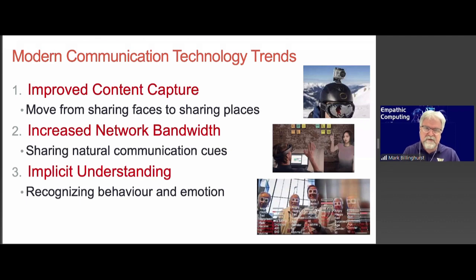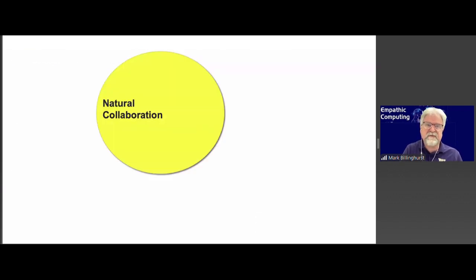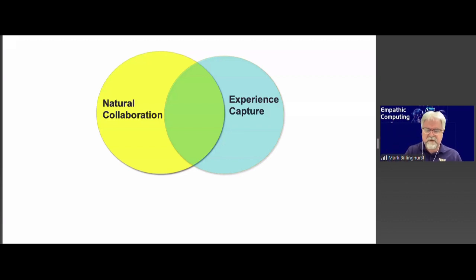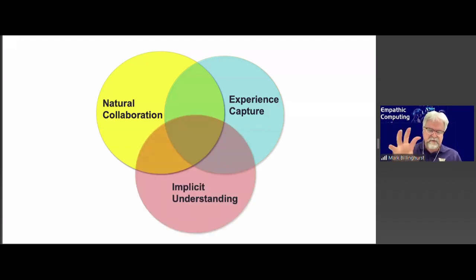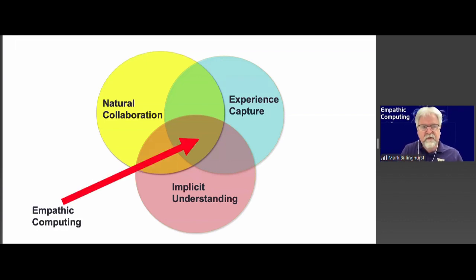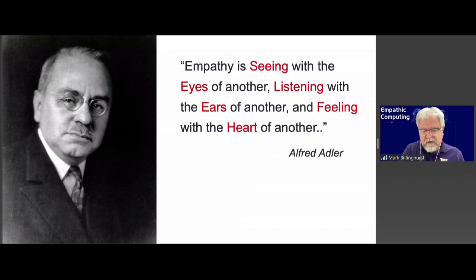And then also implicit understanding. So using AI and other technology to recognize our behavior and emotions from camera or audio feeds as well. So you can see there's three areas. One is very natural collaboration. The second is experience capture for capturing our surroundings. And the third is tools for implicit understanding and recognizing what people do. And so empathic computing is really the overlap of those three areas and looking at technologies that can explore this overlap space.